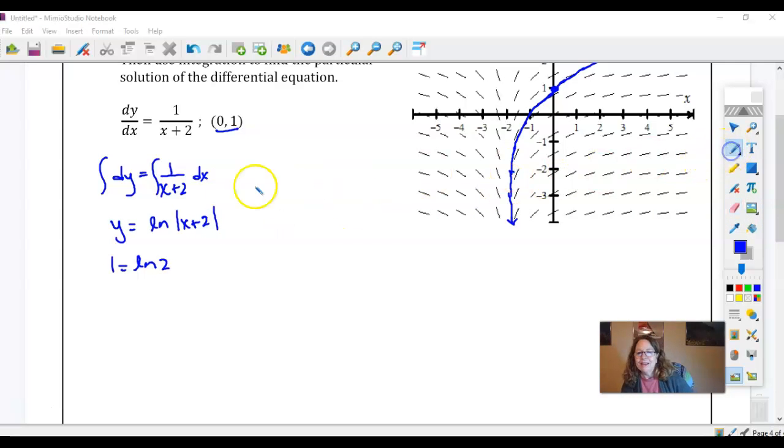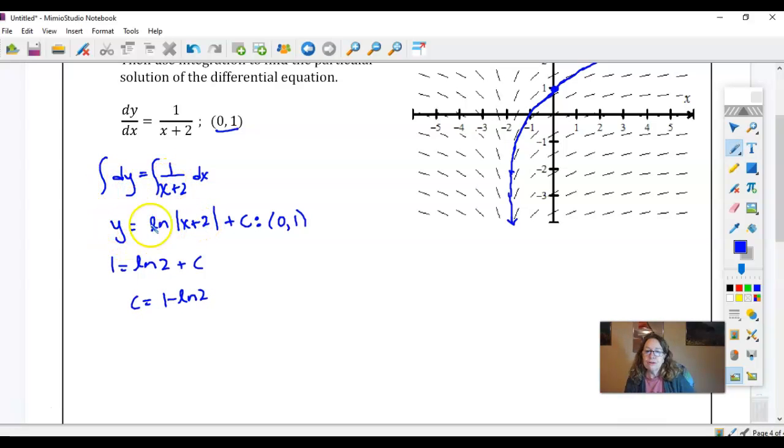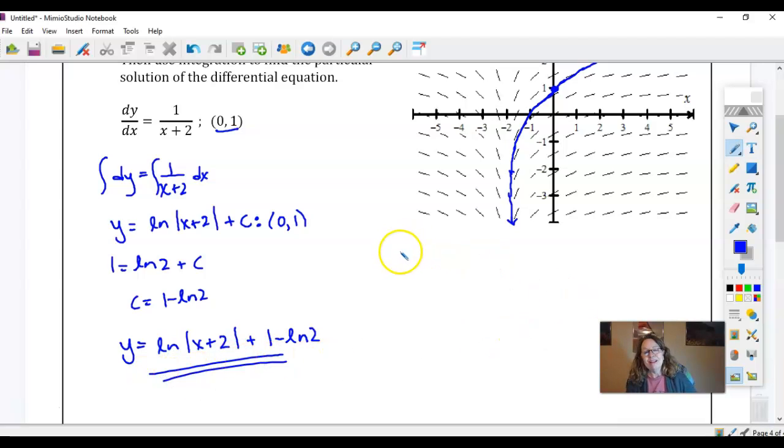After you take the antiderivative, don't forget your plus c, because the whole purpose of this is to solve for c. So our constant is 1 minus the natural log of 2. You'll take this and plug it back into the equation you got right after you took the antiderivative. So our particular solution: y equals the natural log of the absolute value of x plus 2, plus 1 minus the natural log of 2. And that takes care of lesson 7.2, dealing with slope fields.